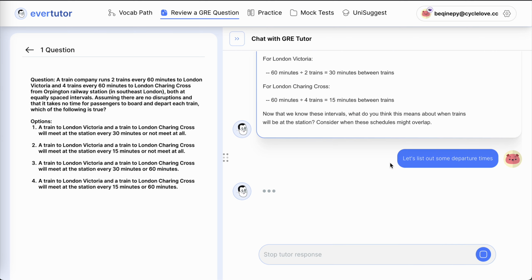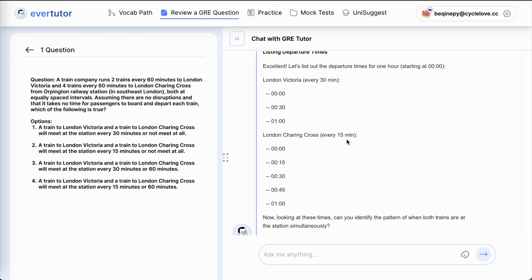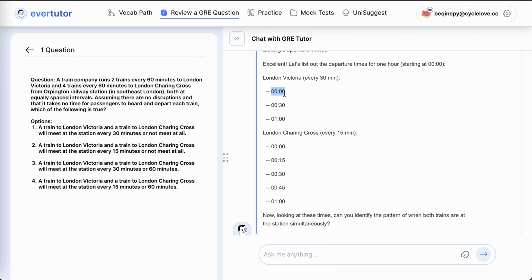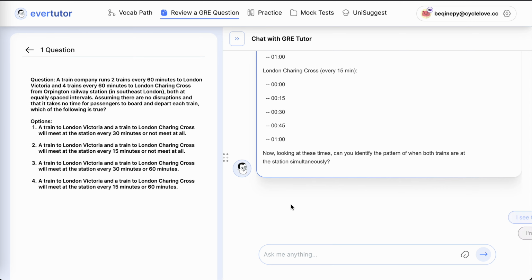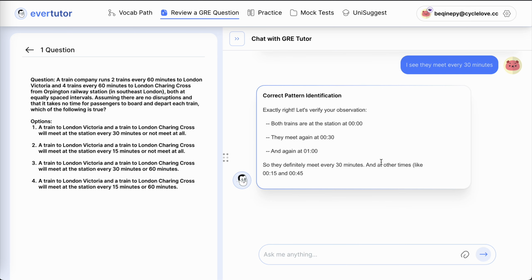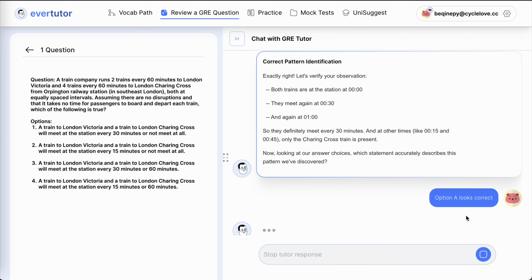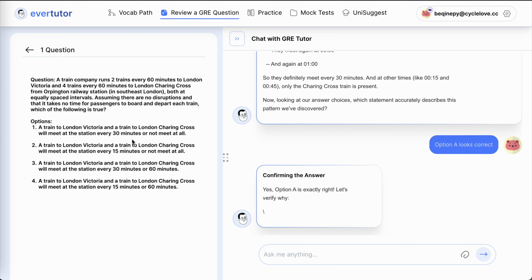Now, let's figure out the LCM for these. If we want to look at it visually, we have a train every 30 minutes. This is how the representation looks: 0, 15 minutes, 30 minutes, 45, and then an hour. So we can figure out a pattern, or we can take an LCM as well. The LCM of 30 and 15 is again 30, or we can see from the pattern that it's 30. And I think option A is the one that looks correct because they meet every 30 minutes or not meet at all.